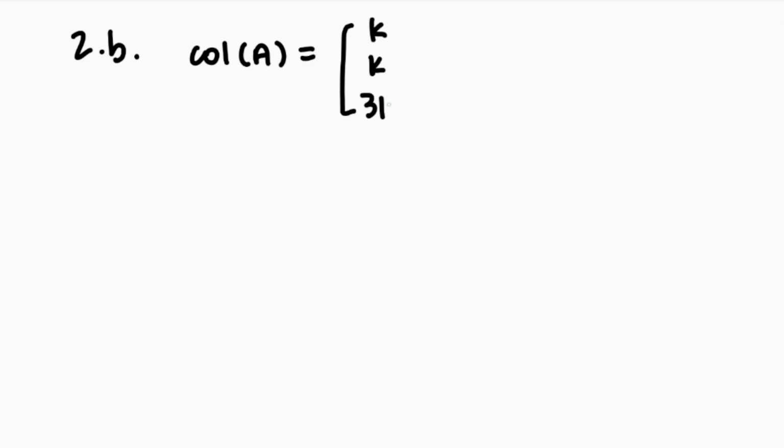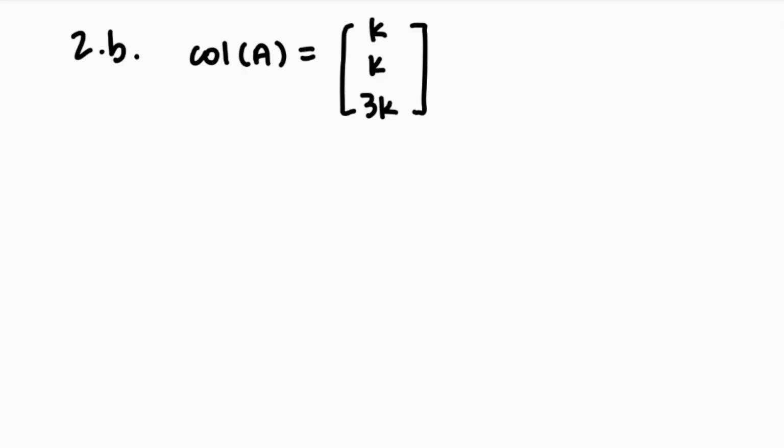So 2b is asking for column space is all multiples of 1, 1, 3. So k, k, 3k. All right, and that's the whole column space. So that means that I can really only have one unique column in my matrix. It's going to just have to be 1, 1, 3. It could be like 1, 1, 3, 2, 2, 6, something like that.